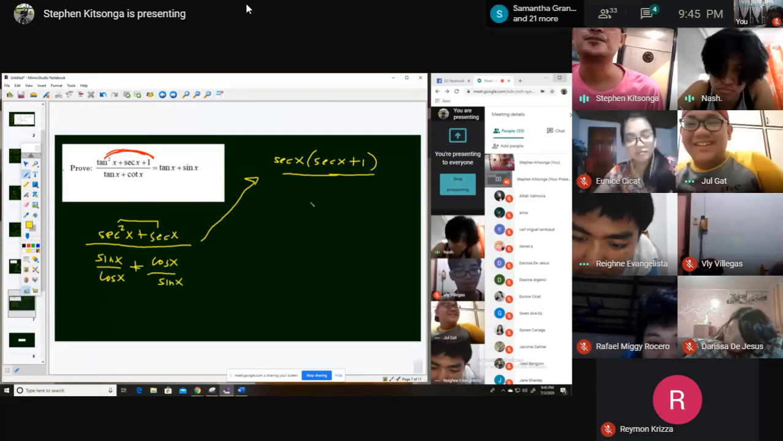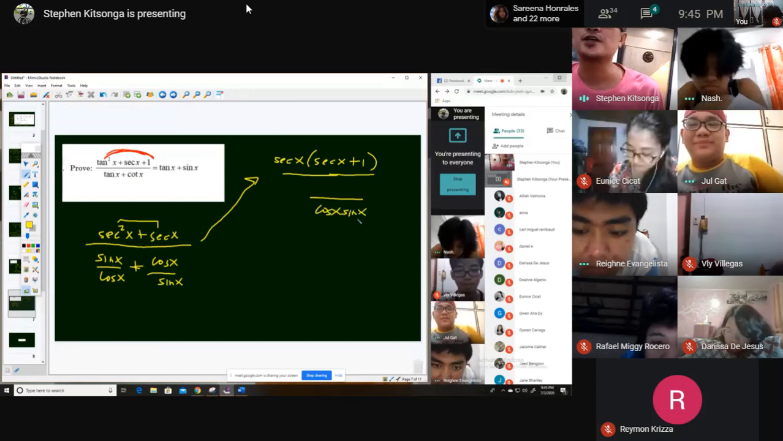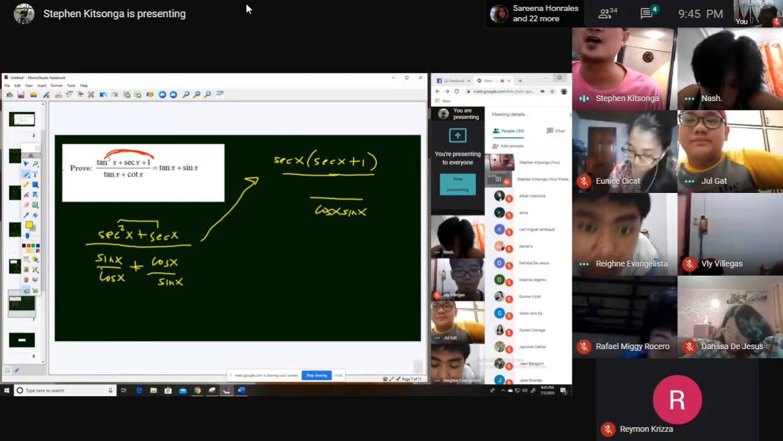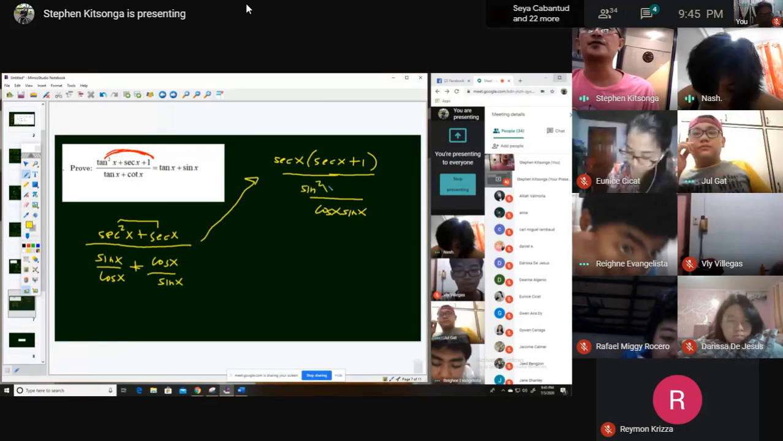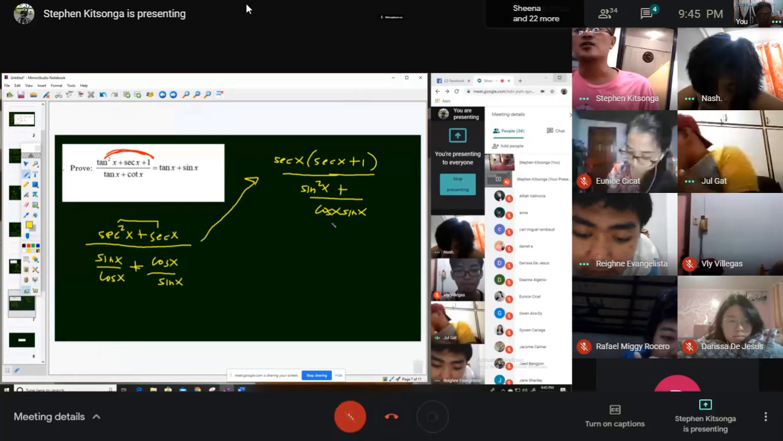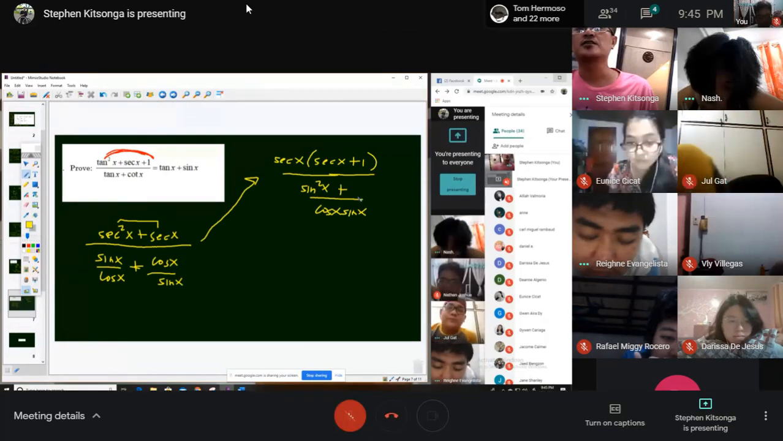Now, the denominator, we can combine. So, the LCD is the product of the denominators. So, sine divided by cosine times sine becomes sine squared, right? Plus cos x sine x divided by sine x cos x times that. That will become cos squared, right?